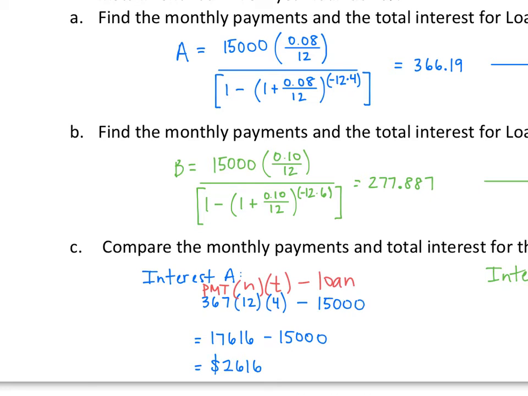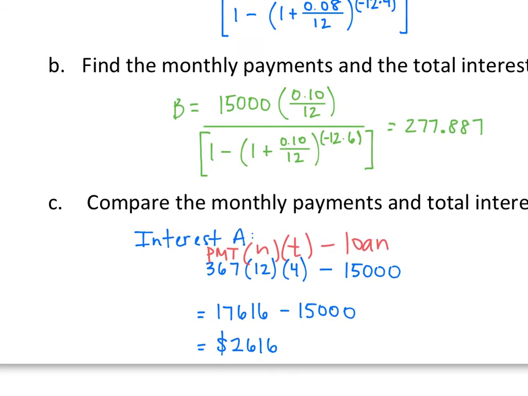So if we take a look at it, what we're really paying at the end of this loan is $17,616. If we subtract the loan amount, this is how much we're paying in interest alone. So we're paying $2,616 just in interest, and that's for loan A.